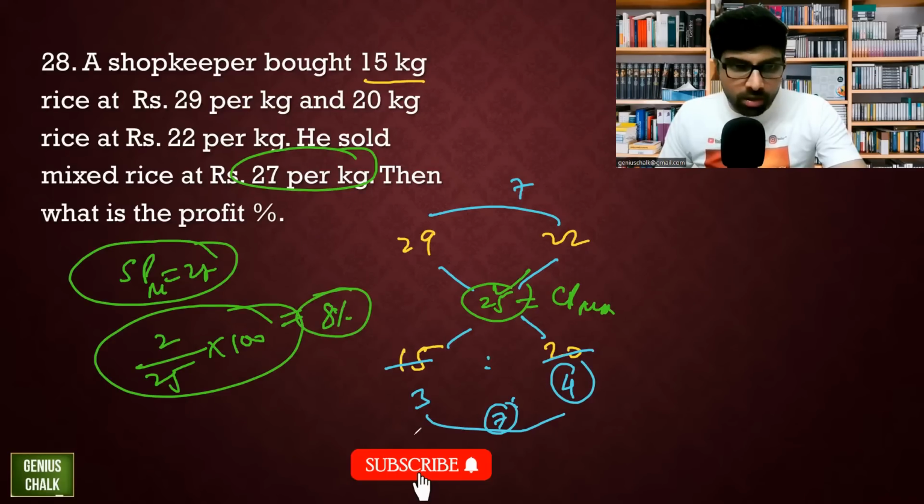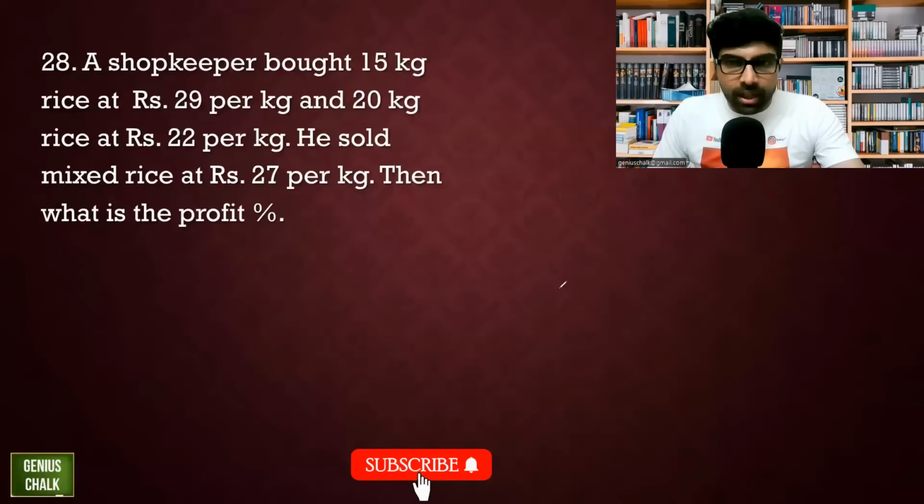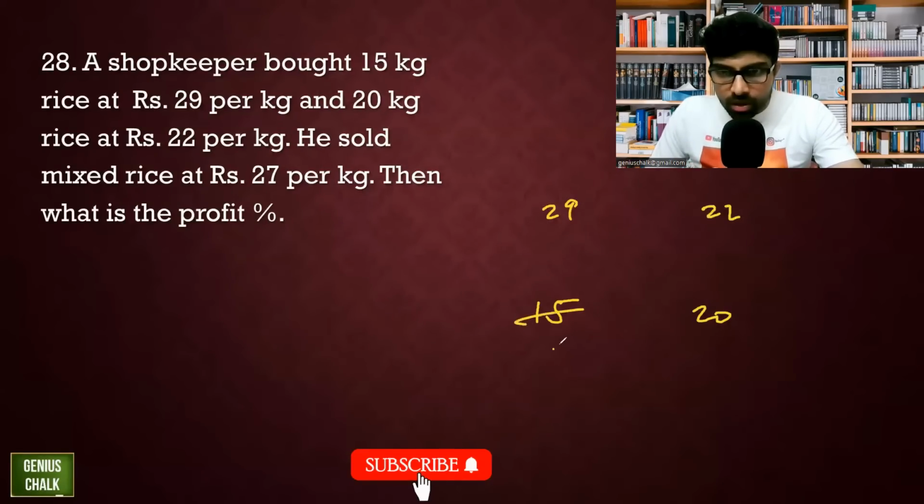So similarly, you can find this question using the other approach as well. Like this, if this is 15 kg rice for 29 and 20 kg rice for 22, just apply the second approach, making things easy. This is 3:4.